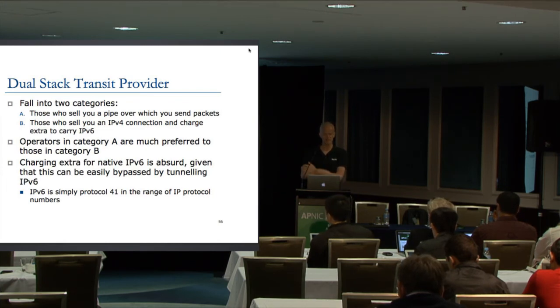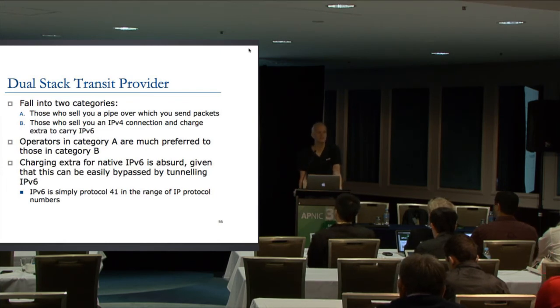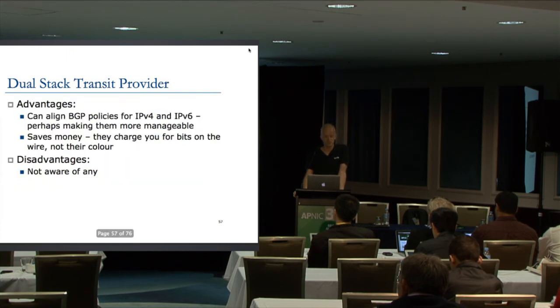And of course, getting a dual stack transit provider means you align your BGP policies. It's simpler to manage your traffic engineering and so on and so forth. And it saves money. You're charged for bits on the wire, not which color they are. Actually, I don't know any disadvantage of a dual stack transit provider. This is how it's meant to be. This is how it always was intended to be. And this is the easiest.